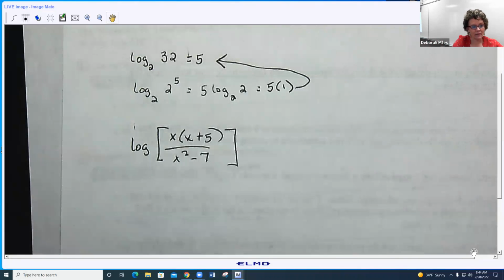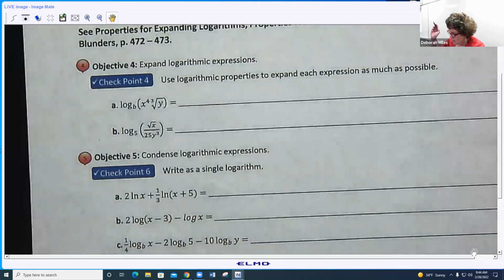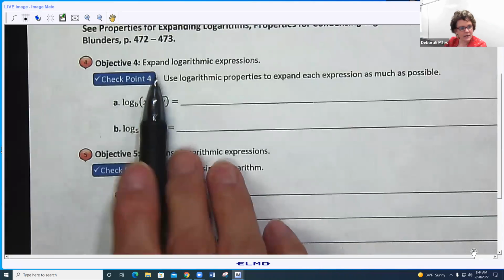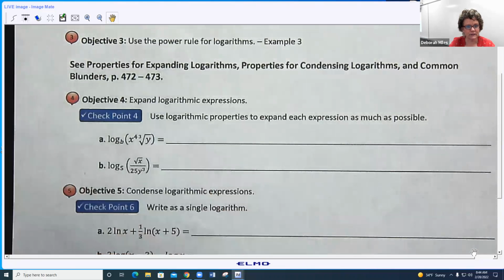And then going the other direction, sometimes we put logarithms back together when we're trying to solve an equation that has several different logs in it. We'll put the logs back together as a single log, and that'll make it easier to solve the equation. All right. Let's see what these are on page 472, 473, and then we'll work some examples.